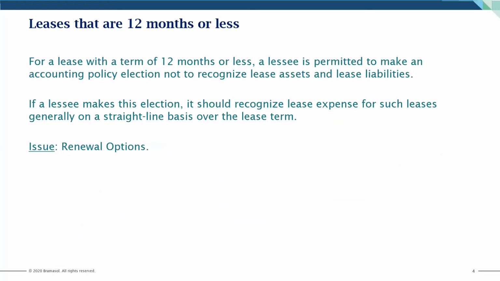Be very careful about renewal options. If I have a 12-month lease and I have a renewal option for another 12 months, and I know on day one that I'm going to renew that, then it doesn't become a 12-month lease. It's actually a 24-month lease. So be very careful when you adopt these short-term leases, because your auditors will want to understand how you assessed renewal options as far as short-term leases.